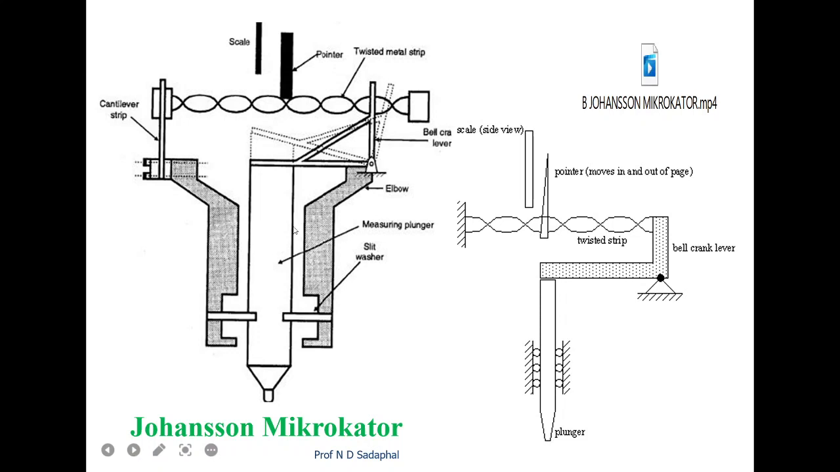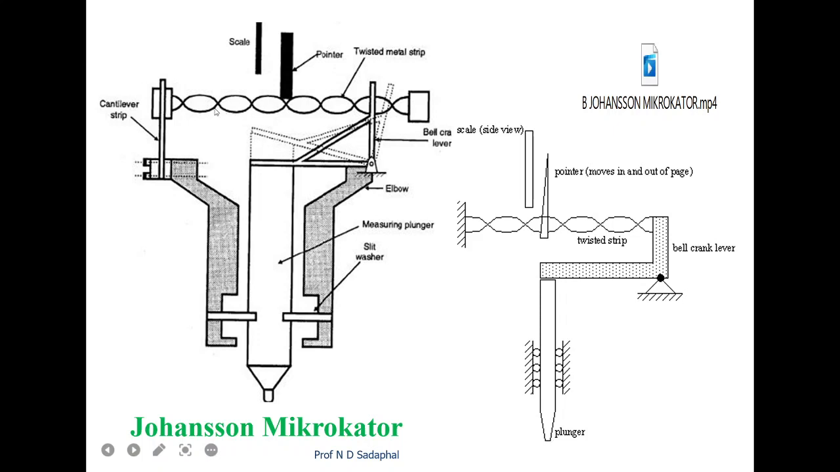In between the elbows, a plunger is placed, which is supported by the slit washer, so that the plunger will move exactly in the vertical direction with the help of the slit washer. There is a frictionless arrangement. This plunger is connected at the other end to the bell crank lever. You can see it moving. The moved portion is shown by a dotted arrow.